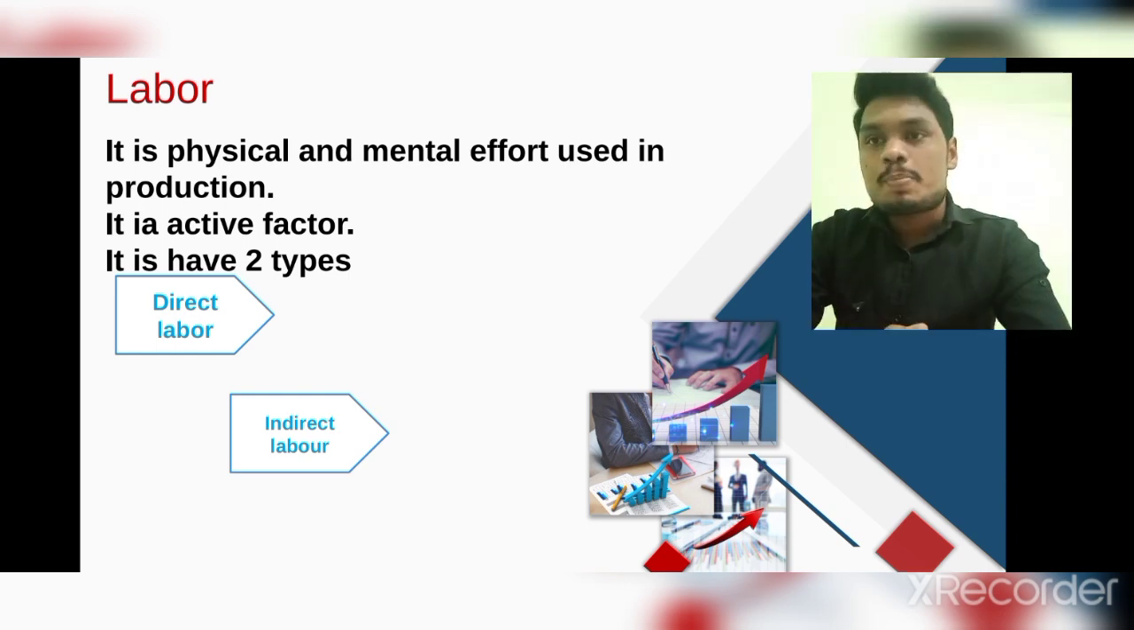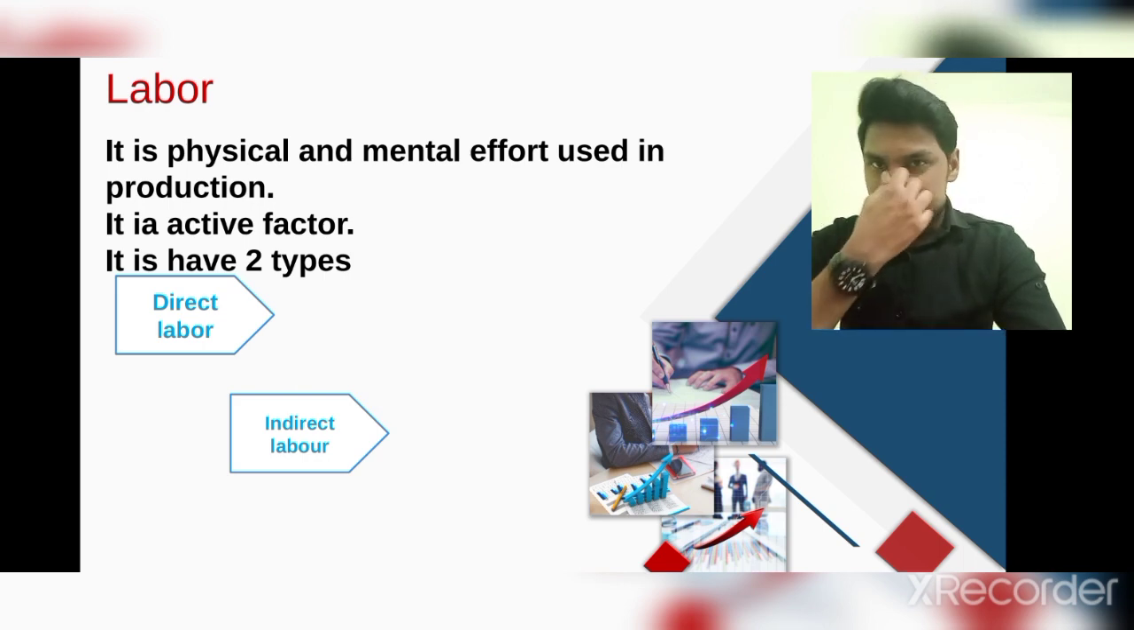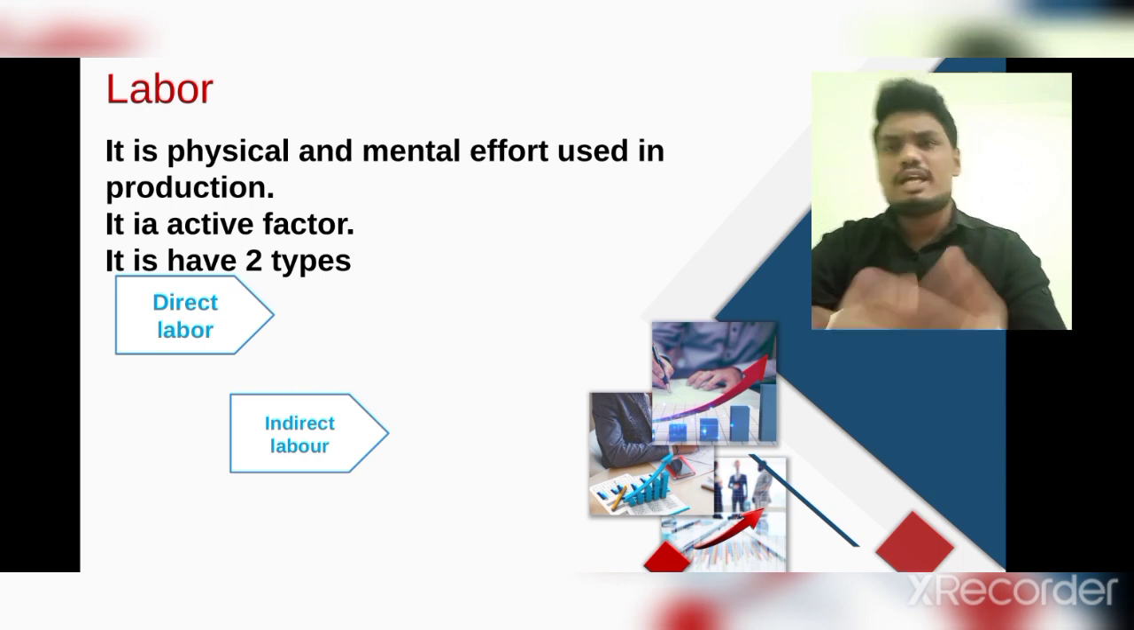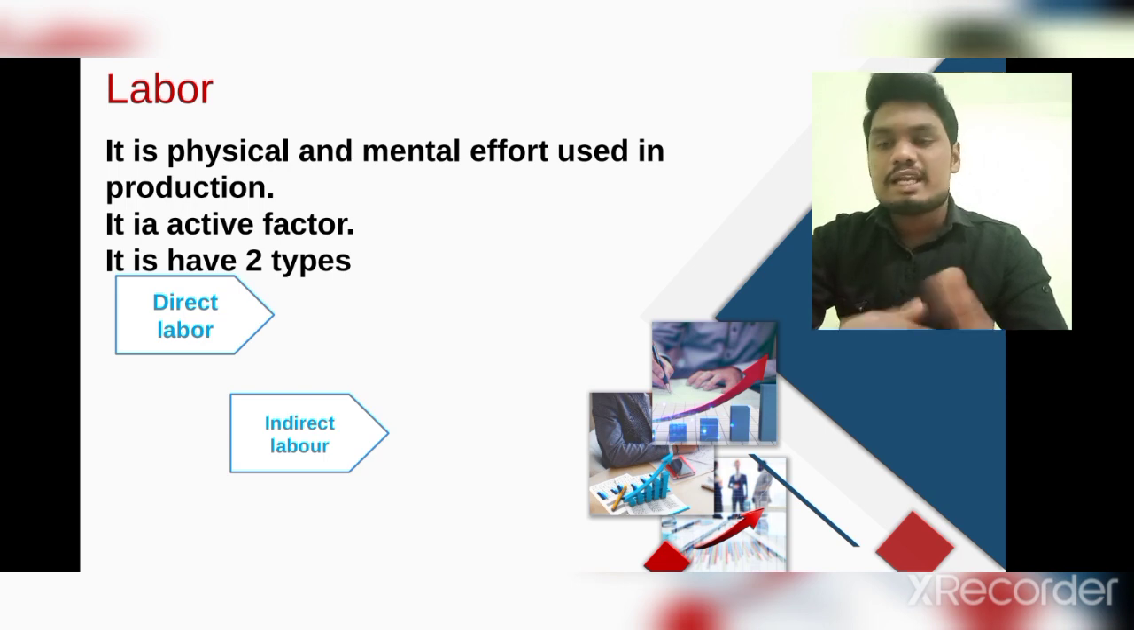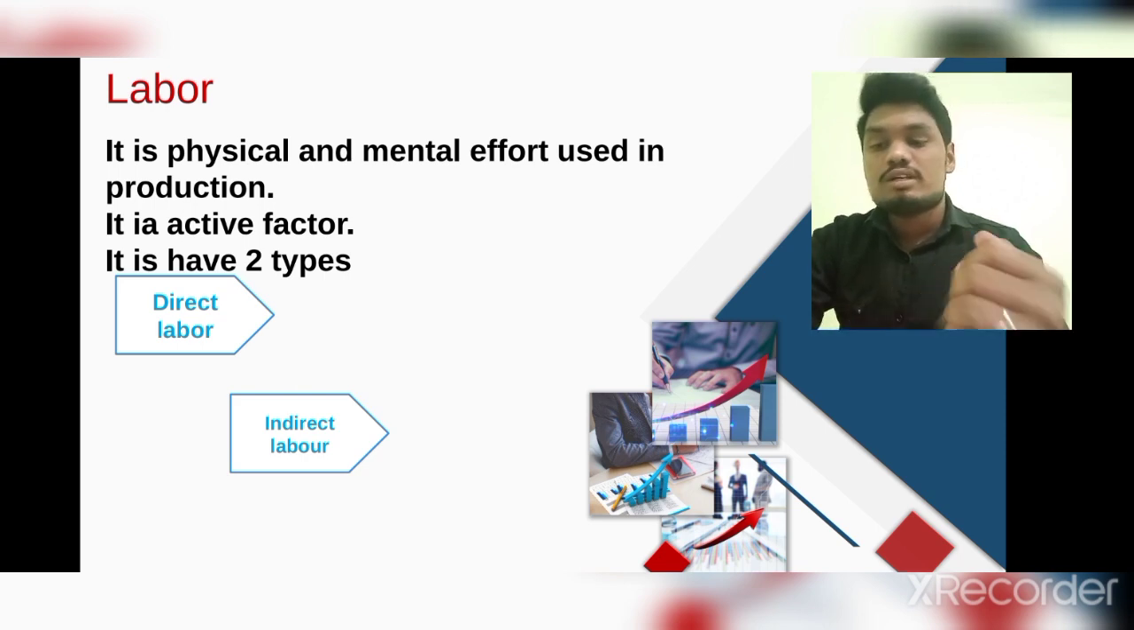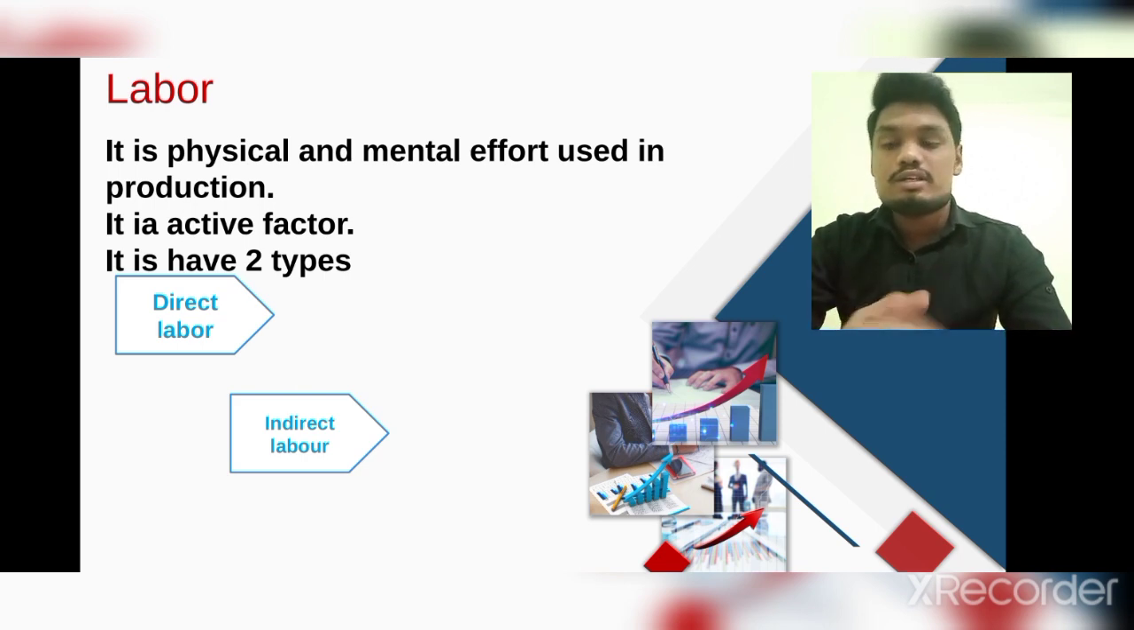The labor. It is the physical and mental effort used in production. It has two types: direct labor and indirect labor. Direct labor includes all employees responsible for producing a company's product or service. For example, quality controller, assembly line controller, delivery truck drivers, etc. are considered direct labor.